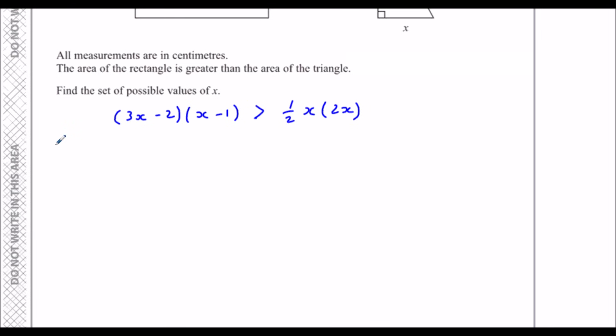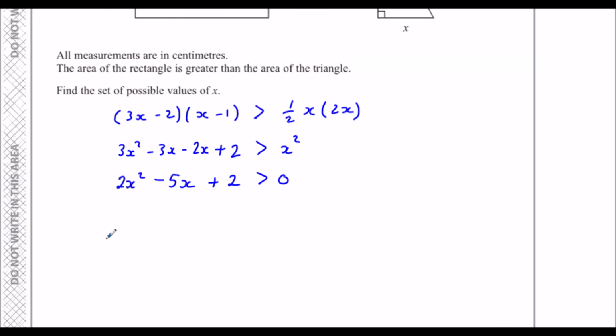So solve, basically. So expand the brackets, 3x times x, 3x squared. 3x times negative 1, negative 3x. Negative 2 times x, negative 2x. Negative 2 times negative 1, plus 2. And over this side, we've got half times 2, that's 1, and x times x, x squared. So if I get all the terms on the left, 3x squared take away x squared is 2x squared. Negative 3x take away 2x, negative 5x plus 2.